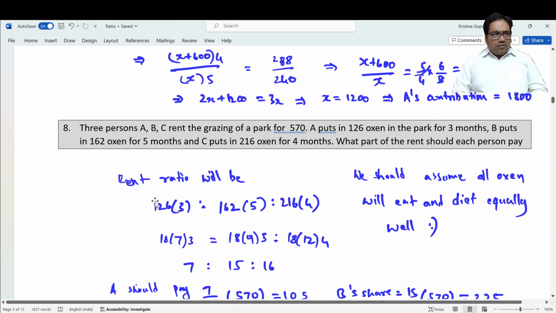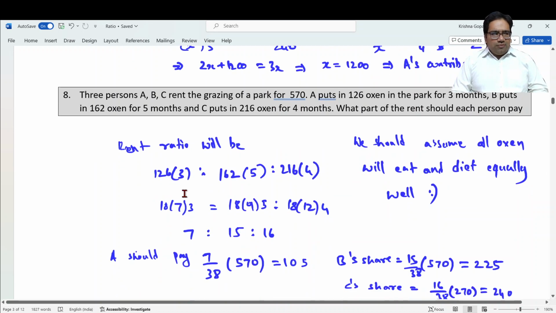This means what? 126 is 18 into 7, and 162 is 18 into 9, 216 is 18 into 12. So we can cancel out all the 18s. Now what is left? 7 into 3 is to 9 into 5 is to 12 into 4. We'll cancel the 3s also. 7 is to 3 into 5, 15, will be left. 3 into 4 into 4, 16, will be left. So the ratio in which they have to share this 570 is 7 is to 15 is to 16.